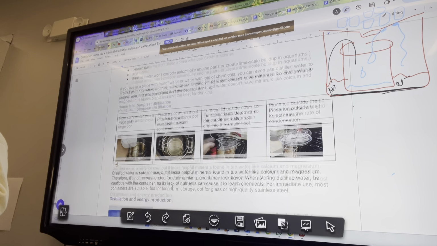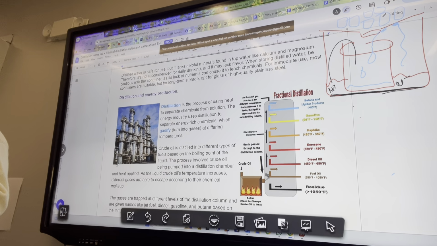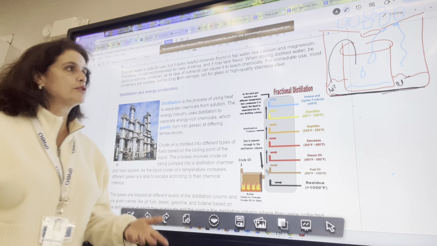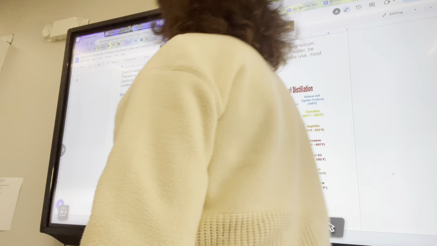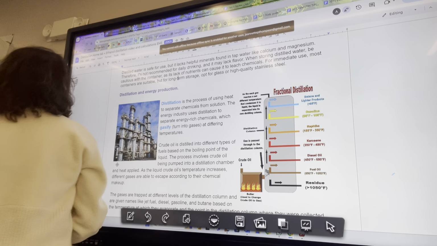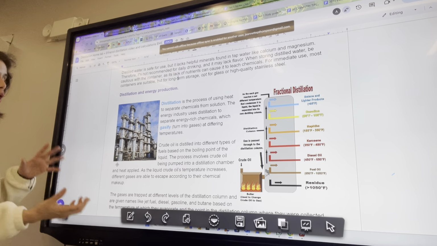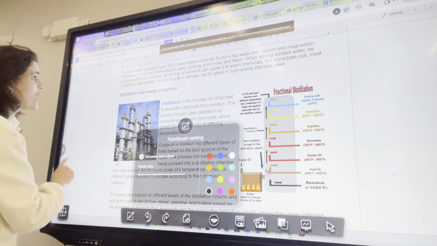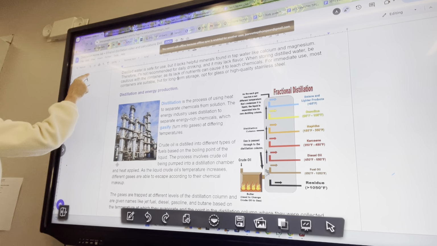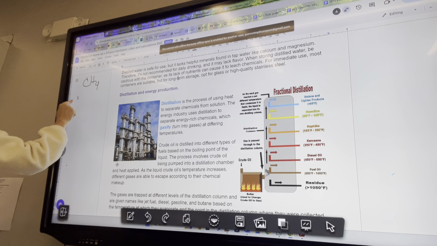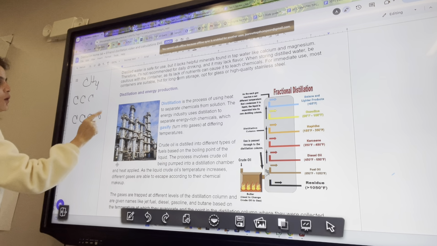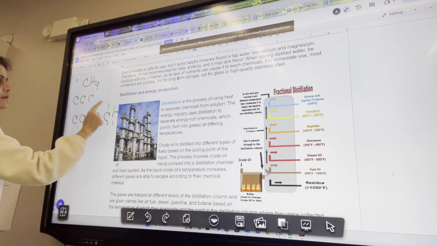Now, when do we use distillation? We live in Baton Rouge, the petrochemical industry. They have fossil fuels. They are a soup. The crude oil, the petroleum, is a soup of hydrocarbons. So you have different amounts of different chains of carbon, all with hydrogens.